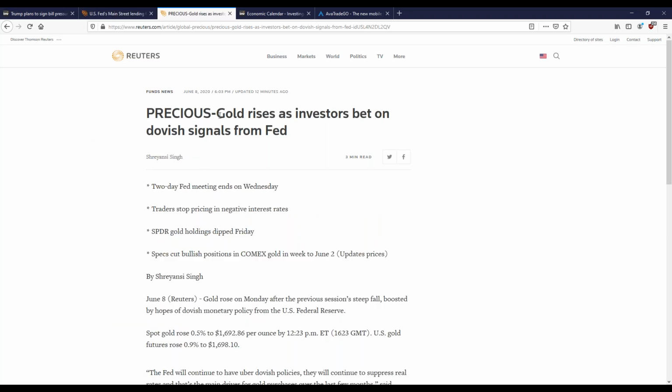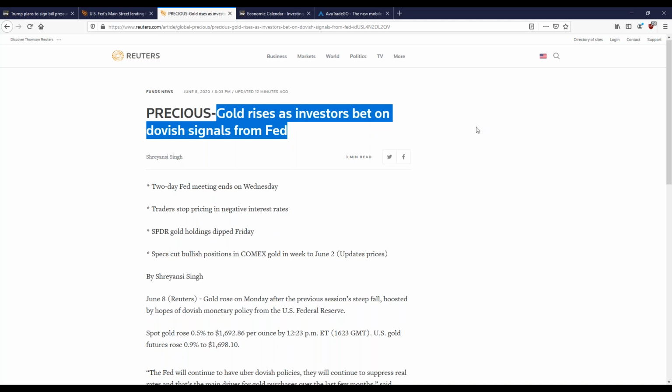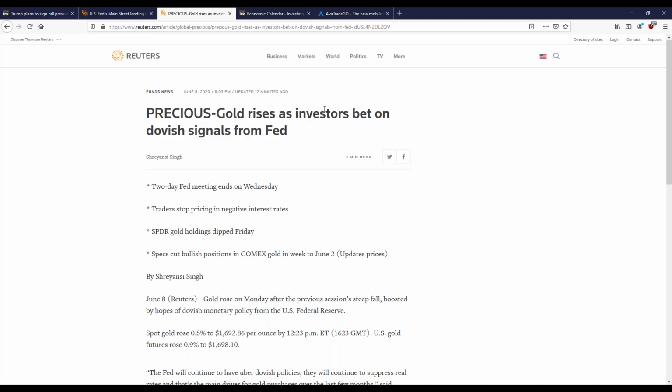The next article. Gold rises as investors bet on dovish signals from Fed. What does that mean, dovish signals? The Fed is going to have a statement and meeting starting tomorrow and building into Wednesday with their big announcement and statement on monetary policy this week. And when I talk about the Feds, I'm talking about in the US, okay? Their group that decides monetary policy. And so what does that mean if investors are thinking the Feds in the US will talk dovishly?